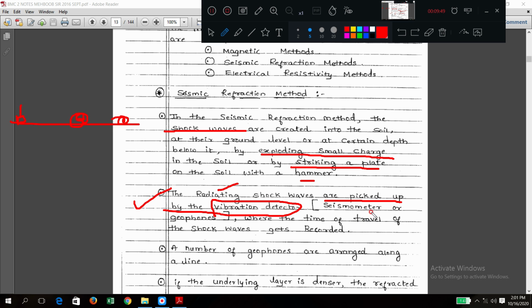Now, seismometers or geophones. So these are also called seismometers or geophones. Geo, not Reliance Geo. These are called geophones. So now what are you measuring? Time of travel. You get the time of travel of shock waves. So a number of geophones are arranged there.